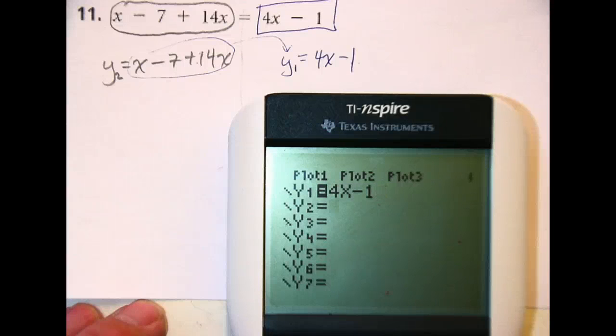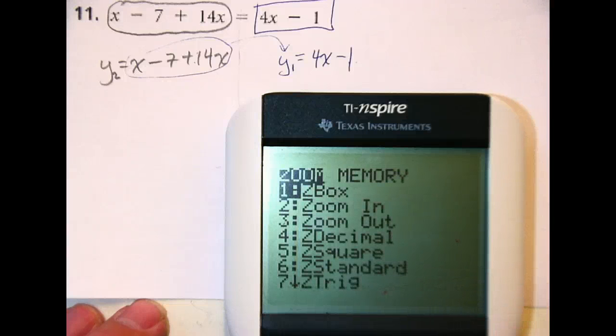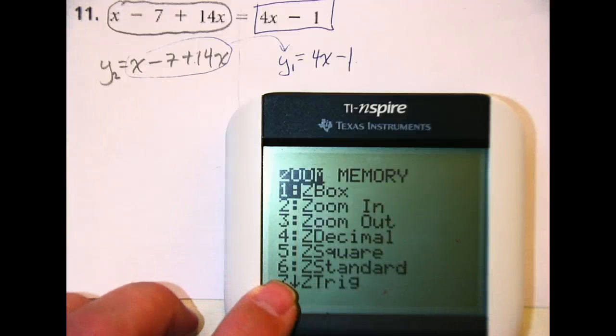Y sub 2, I'm going to put in x minus 7 plus 14x. Okay, and now I'm going to hit graph. It's not going to show much of anything because I'm still zoomed in to where my stat plot was. I see a little piece. So what zoom do I want? Zoom standard, Zoom 6. That brings you to your normal viewing window.